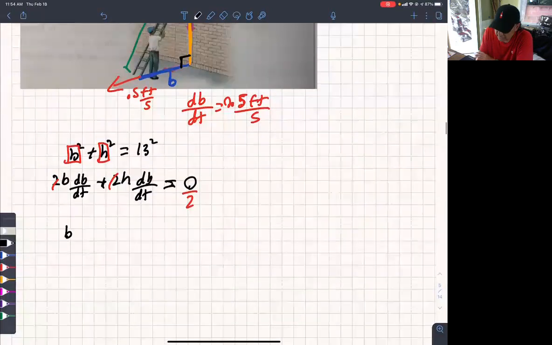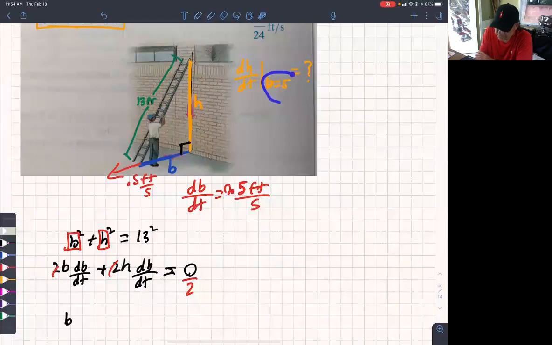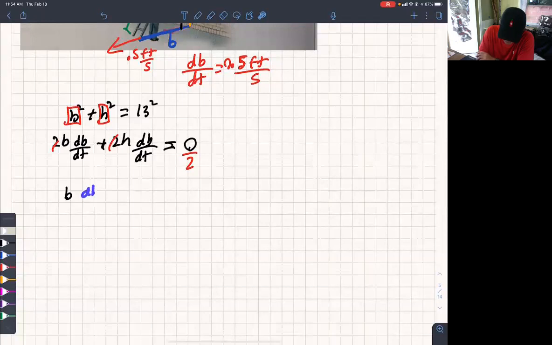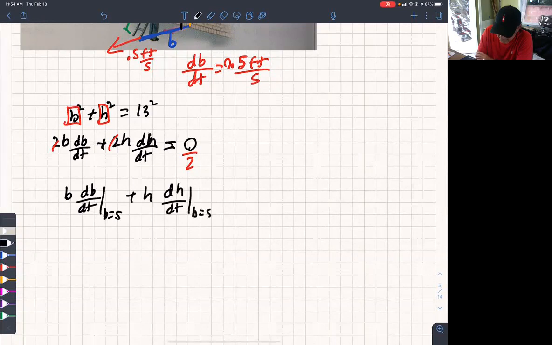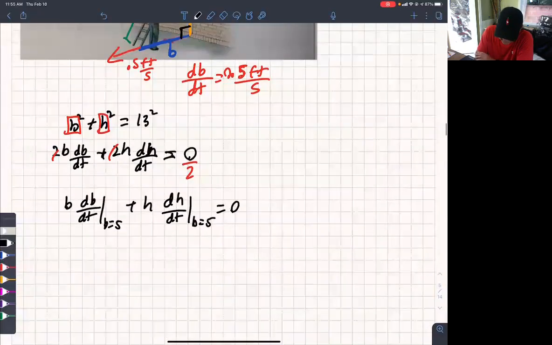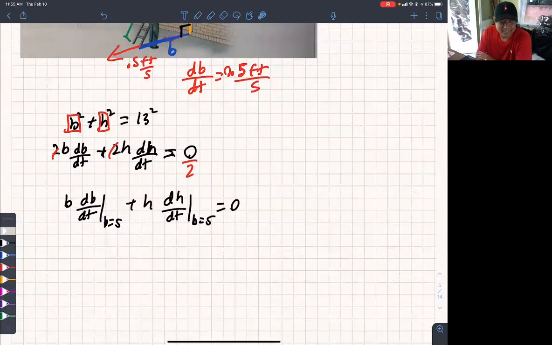Okay, now they want it when b is 5. So let's do that. They want dh/dt when b is 5. All right, I can do this. What is b when b is 5? Duh, that's 5. And the units is feet.